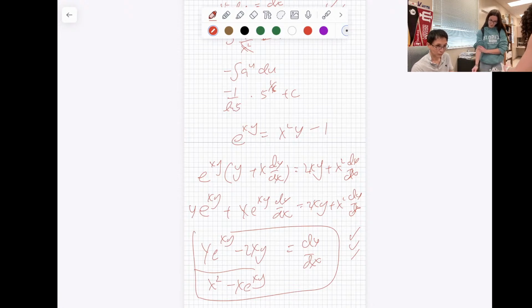Wait, so it would only be the dropped negative, right? Everything else would be right. It's from a different book. For you, it will be completely wrong. For you, you know how to do it.